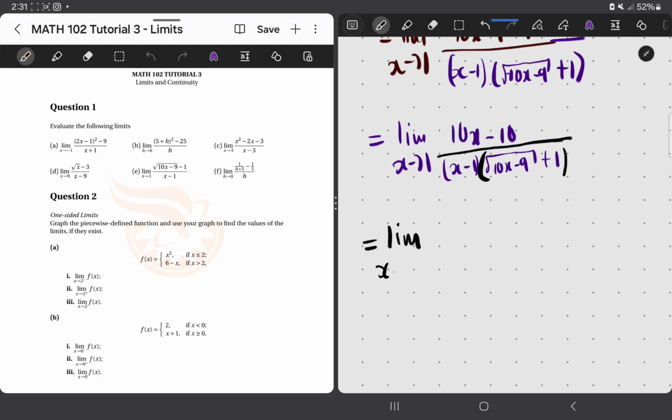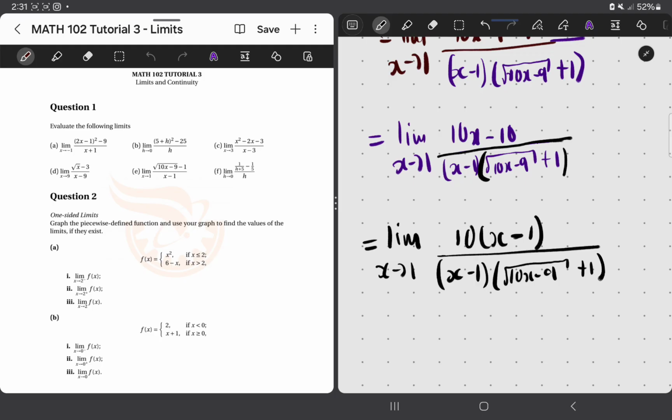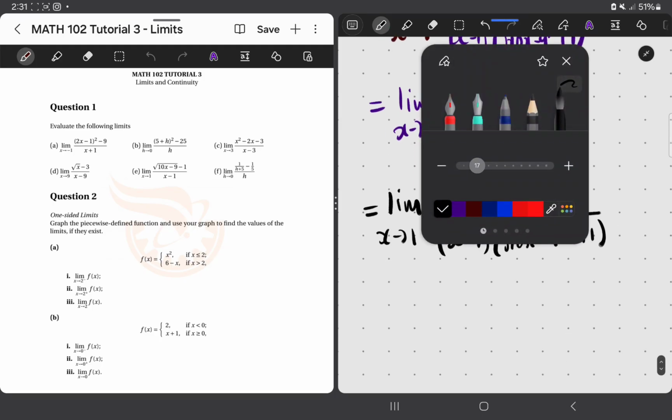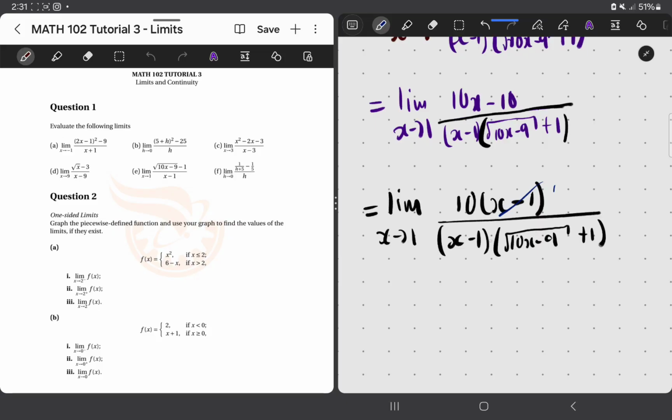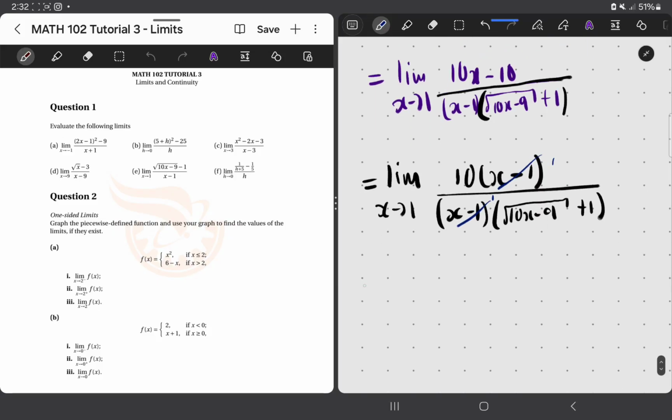Look here, is the limit now as x goes towards 1. What can I change on the top here? I can see that there's a 10 which is common, so I can bring 10 out. It becomes 10 times x minus 1. And this is all over x minus 1 multiplying the square root of 10x minus 9 plus 1. Now since this is multiplying, we are allowed to cancel. So x minus 1 over x minus 1 is 1, and they will cancel. We end up having the limit as x goes towards 1 of 10 over the square root of 10x minus 9 plus 1.